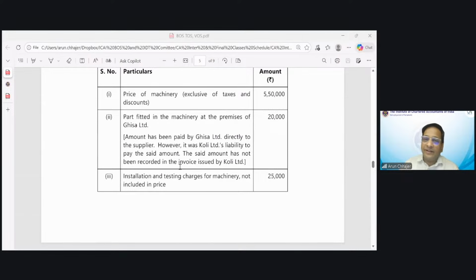So what is the taxable value? The taxable value is 550 plus 20 plus 25 minus 11. Right? What is the net amount? 584. Okay. Now let's talk a little about this. We'll talk about the last point.